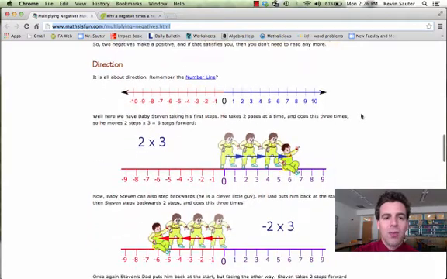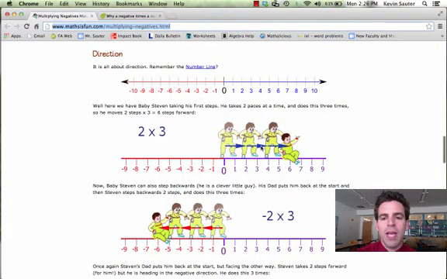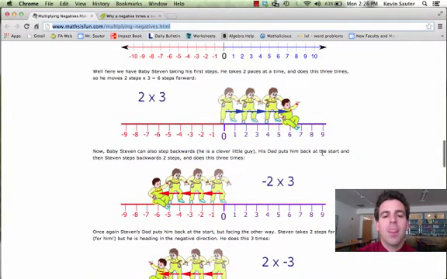Direction. This one can be a little confusing, but try to follow along. They talk about a baby making its first steps. He moves 2 steps at a time and does this 3 times. So if he starts here at 0, moves 2 steps, moves 2 more steps, and then 2 more, that's like 2 times 3 for a total of 6 steps.